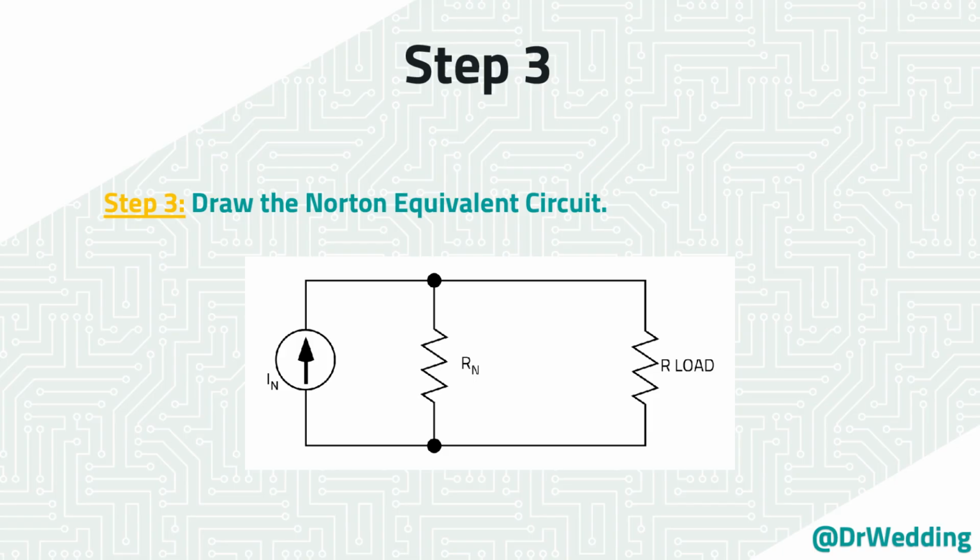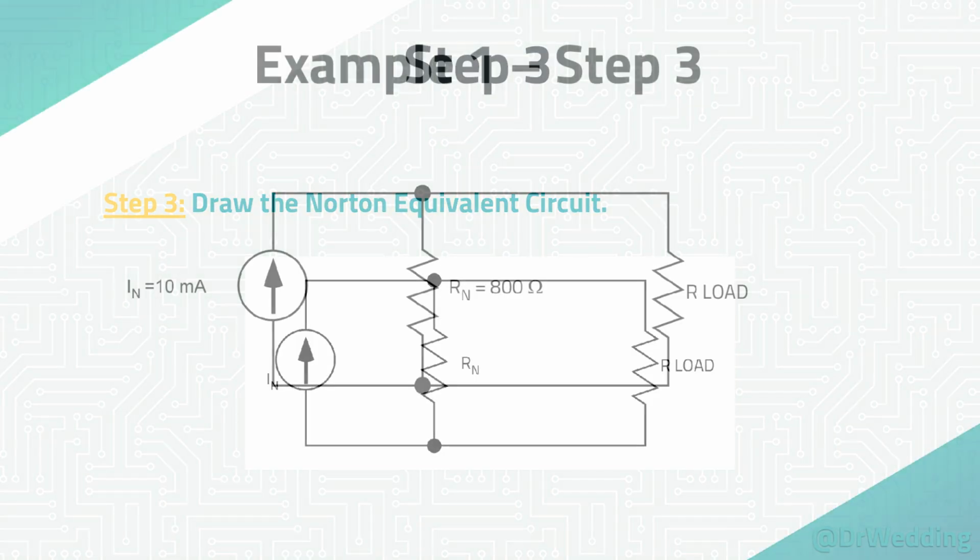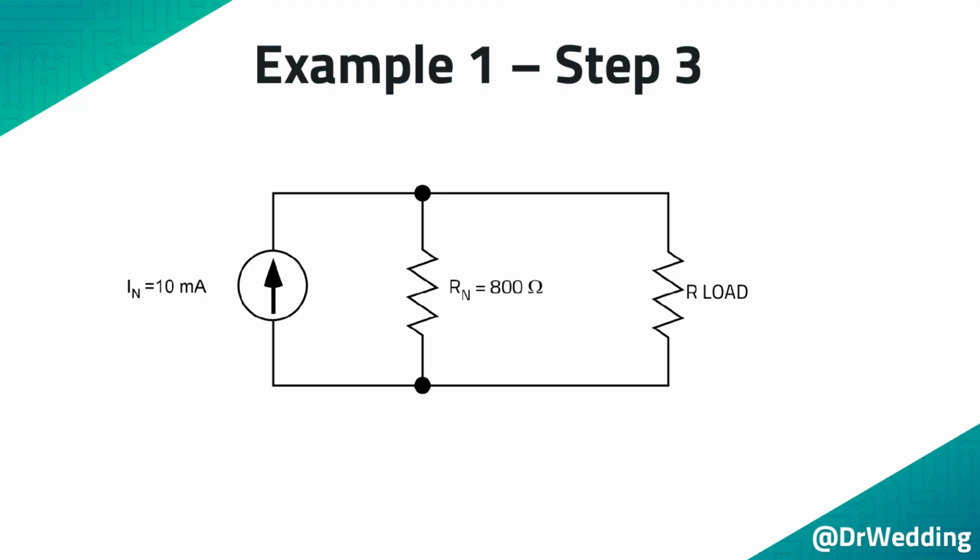Step 3. Draw the Norton circuit. Using the current calculated in Step 1 and the resistance calculated in Step 2, the complete Norton equivalent circuit can be generated.